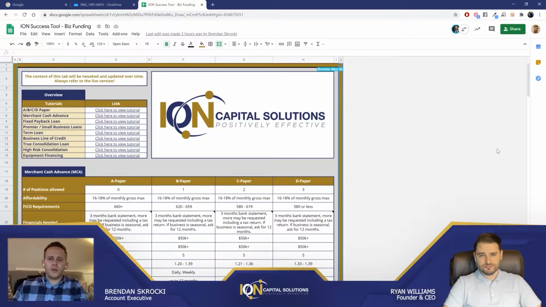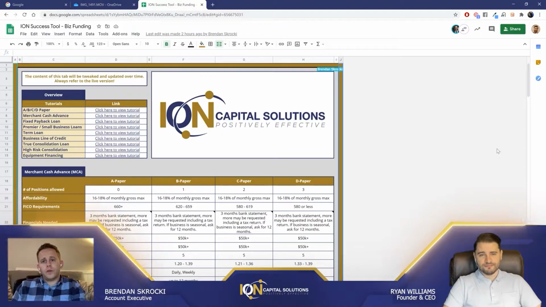Paper grade is typically based on your credit score or credit history, and the number of positions or loans that you currently have out. That could be an MCA loan, a term loan, or any other type of debt that you currently have. Got it. And so something like a D paper file probably doesn't have a lot of options. Is that right? That's correct.